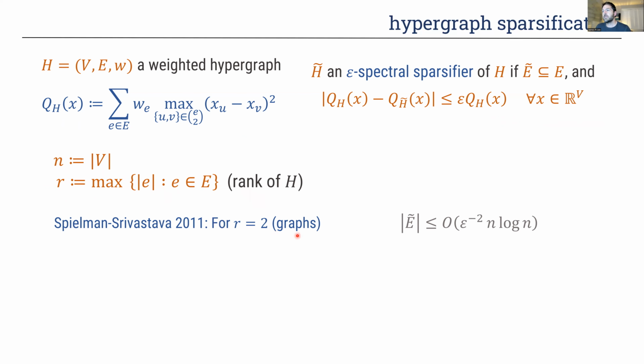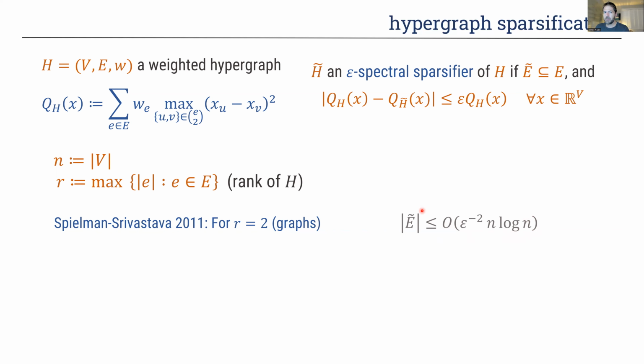So Spielman and Srivastava showed that in that case, for graphs, one can get the number of edges in the sparsifier down to n log n over epsilon squared for an epsilon sparsifier. I'll mention it later, but of course there's further work of Batson, Spielman, and Srivastava that gets rid of the log n factor. But we're not going to be close to that regime in this talk. So one can think about this as the gold standard.